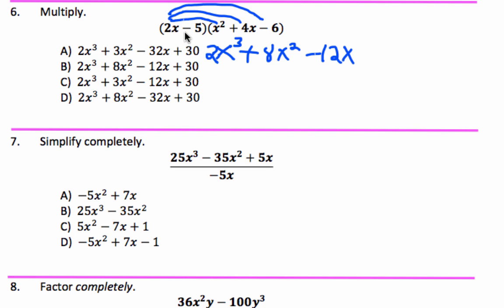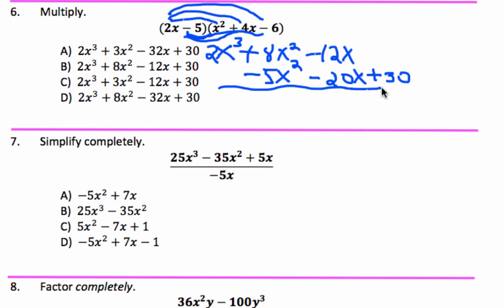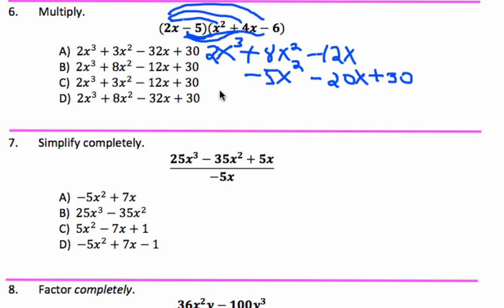So negative 5 times x squared is negative 5x squared, and I'll put that in the x squared column. Negative 5 times 4x is negative 20x. And finally, negative 5 times negative 6 is positive 30. It will have to go into its own column since we have not had a product that is a pure number. So we get 2x cubed.